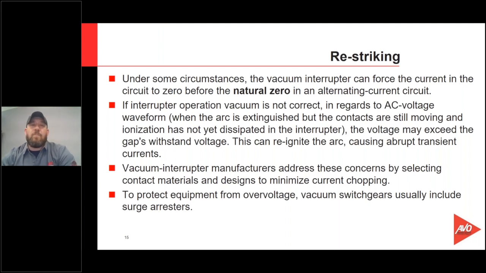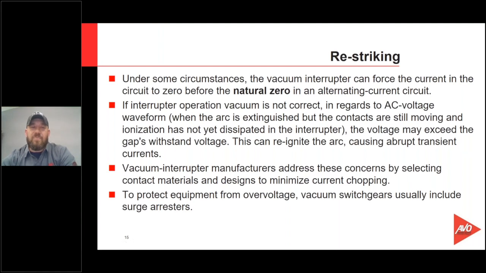When the arc is extinguished but the contacts are still moving and ionization has not yet dissipated in the interrupter, the voltage may exceed the gap's withstand voltage. This can reignite the arc, causing abrupt transient currents. So we're talking here indirectly about the vacuum not being correct. When we're testing these bottles, we're looking for the vacuum internally not being correct, because we could have a restrike inside that bottle, causing it to fail.